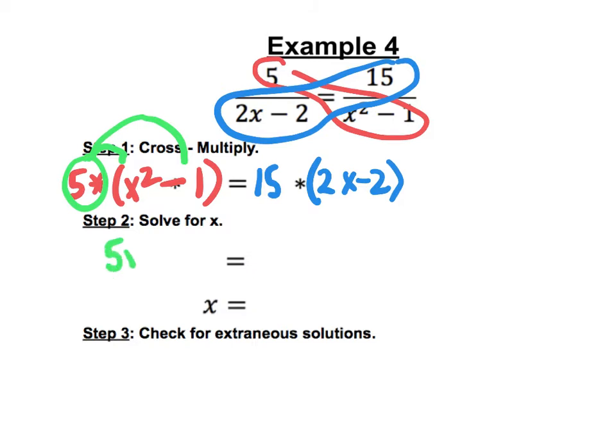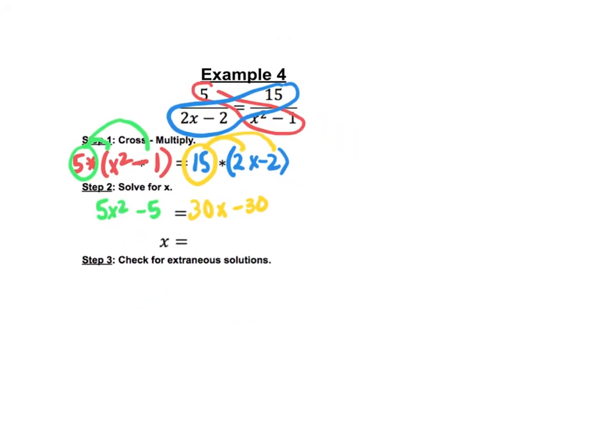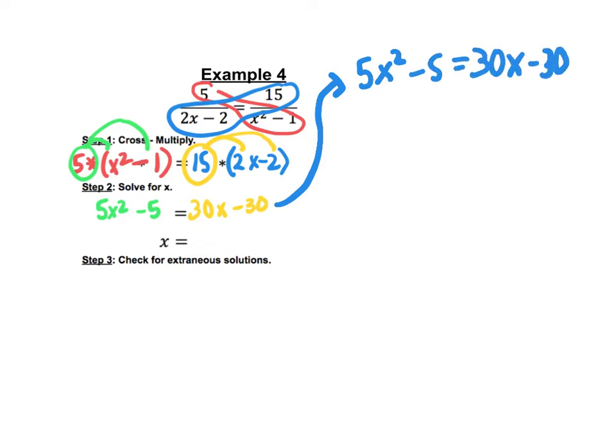5 times x squared gives me 5x squared. 5 times negative 1 is negative 5. Then on the other side we have 15 times 2x, which is 30x, and 15 times negative 2, which is negative 30. From here, I'm going to zoom out so I have some room. I'm going to go ahead and solve this equation over here. So we have 5x squared minus 5 equals 30x minus 30.